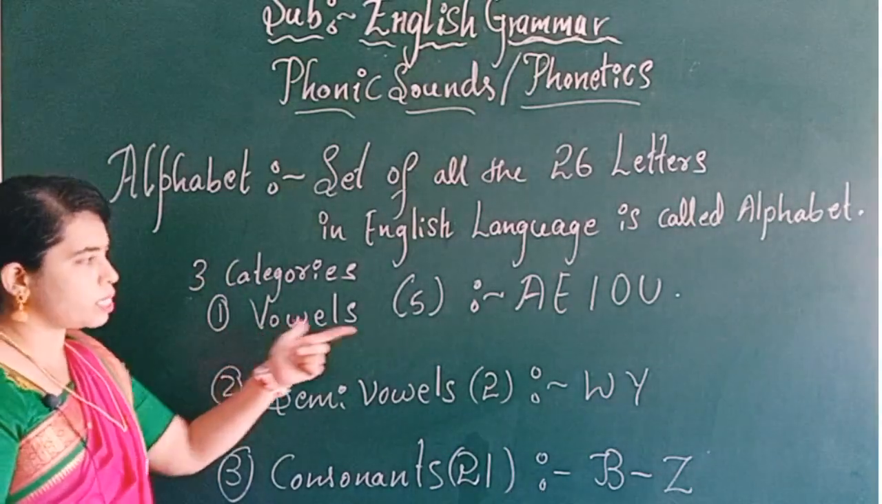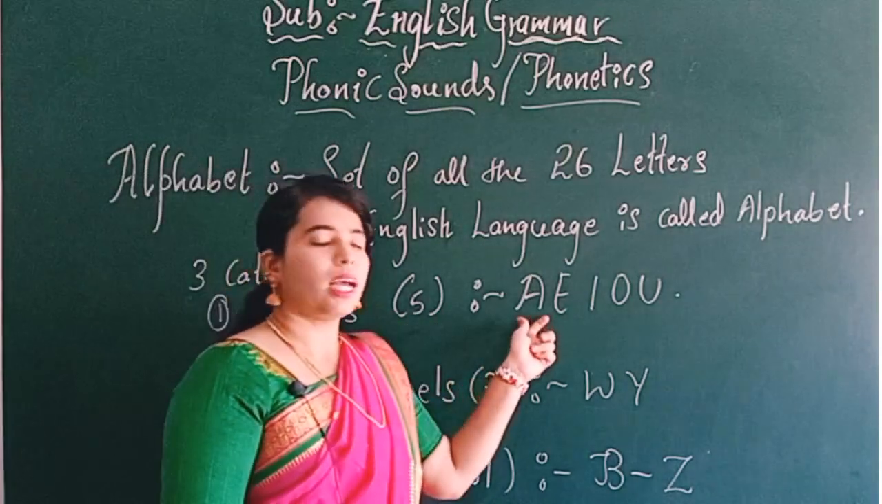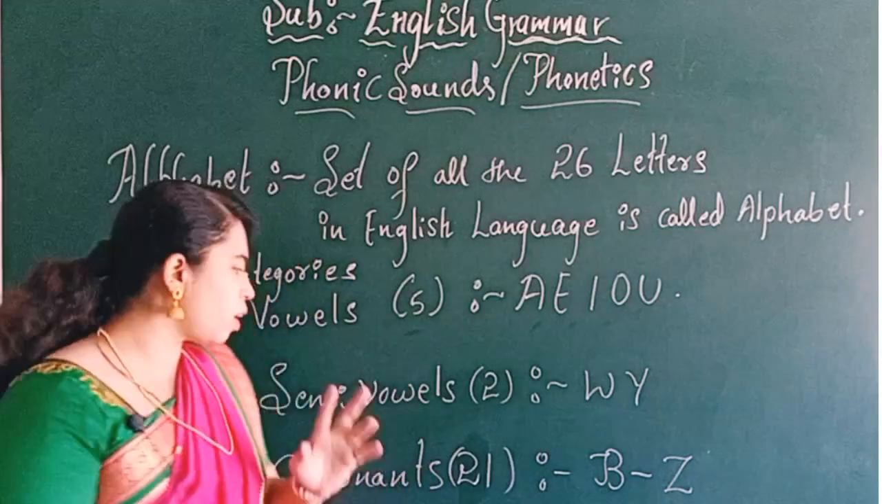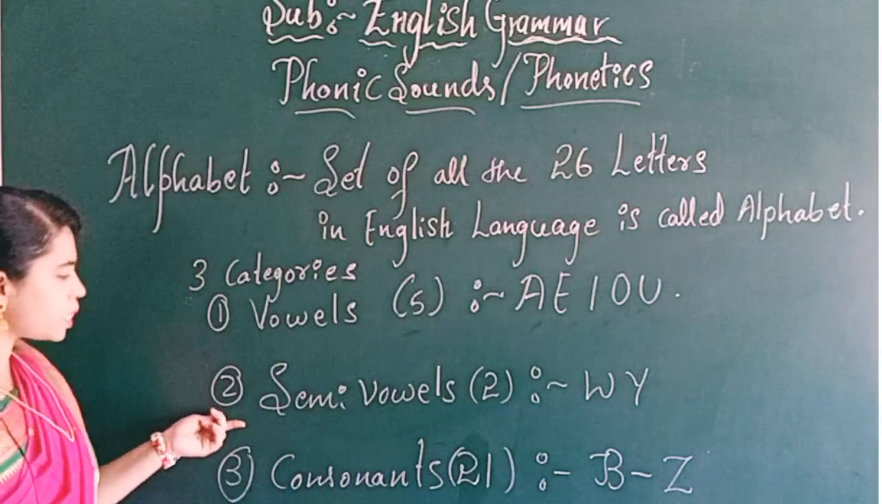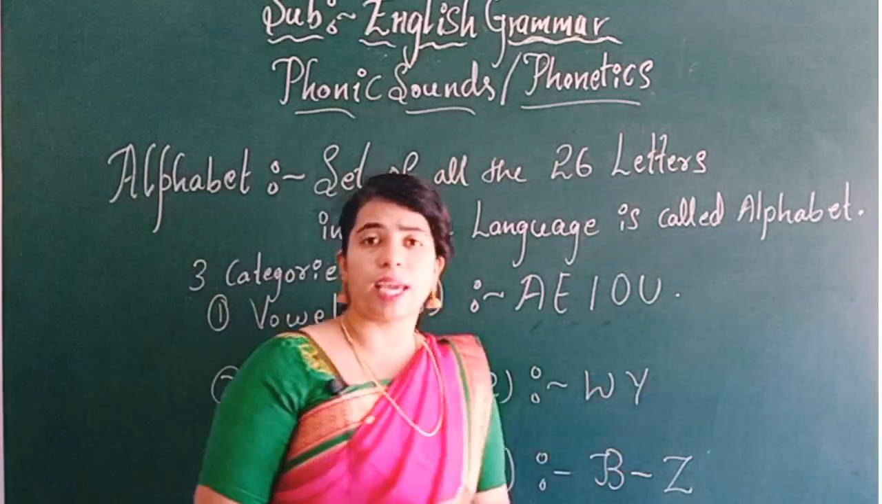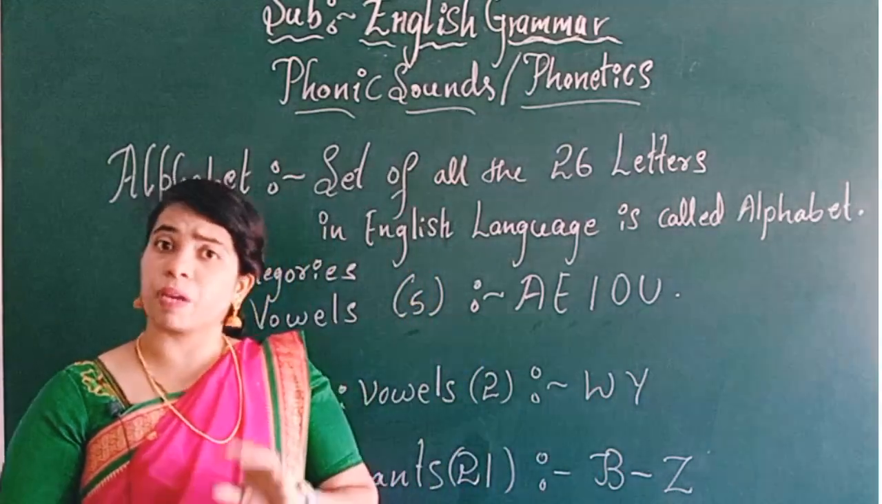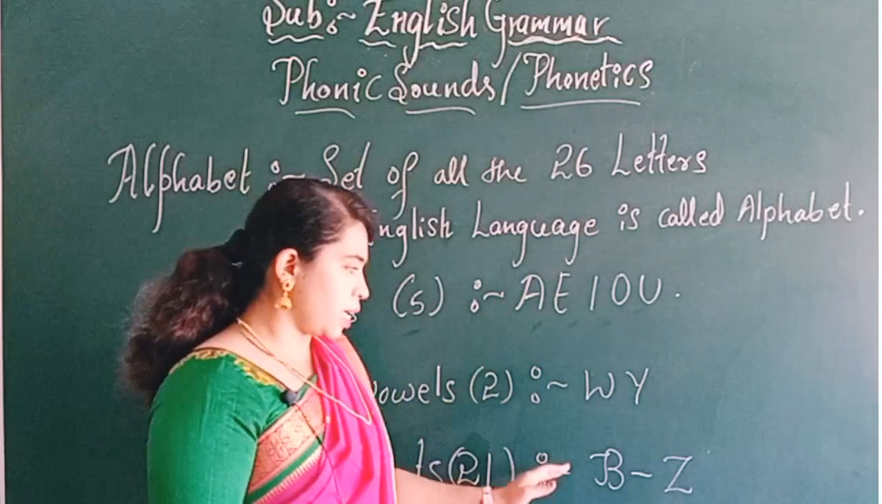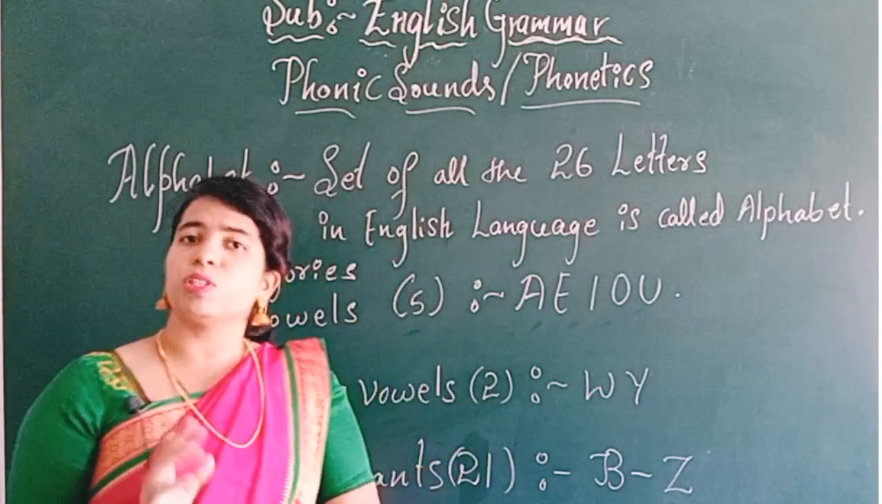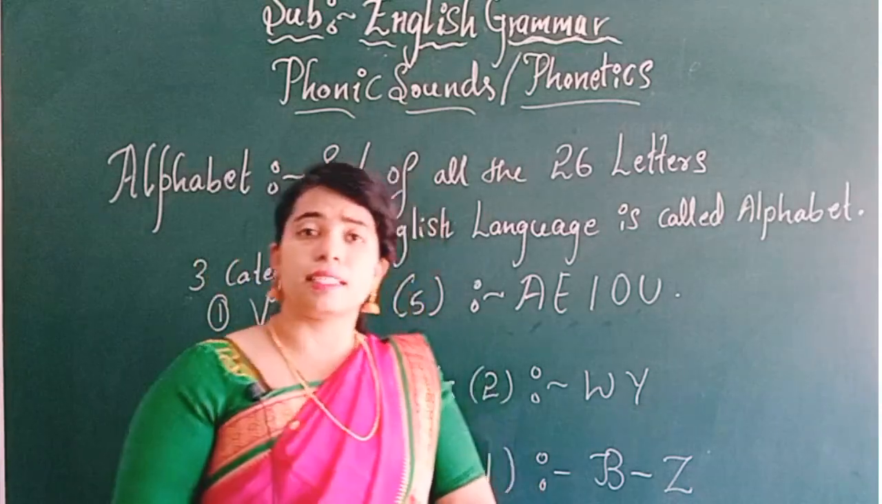First one is vowels. There are 5 vowels. We know that: A, E, I, O, U. Next, coming to the second one, semi-vowels: W, Y. Why are they called semi-vowels? Because they work in both cases as vowels and consonants. I will show you that in later examples.